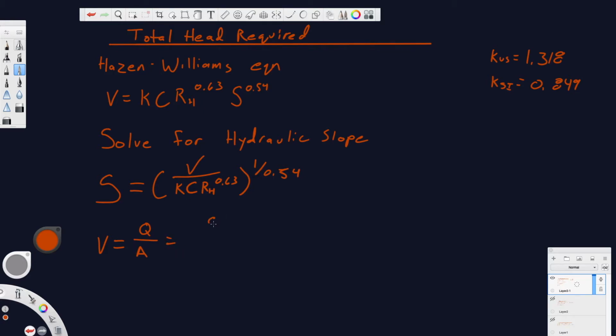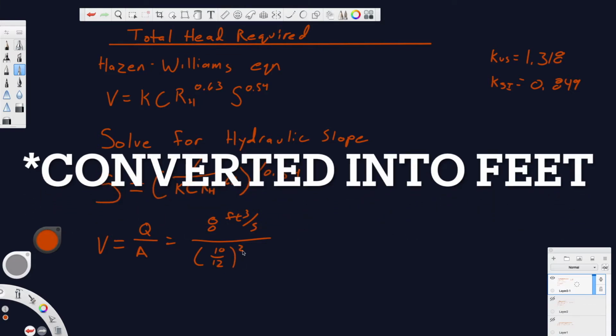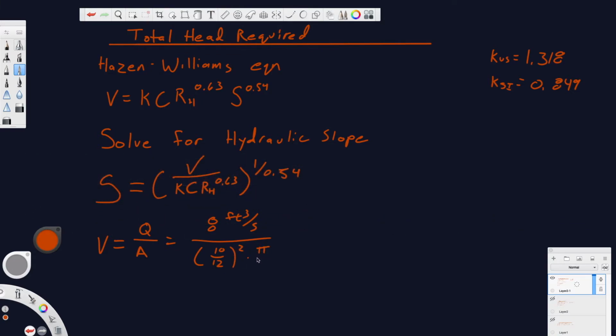So in this case we have 8 cubic feet per second, and our area is a 10-inch pipe, converted into feet, and then we find the velocity is going to be 14 feet per second and some change. Okay, now once we have this, we can substitute this back in for velocity in our equation, and we can solve for our hydraulic slope.